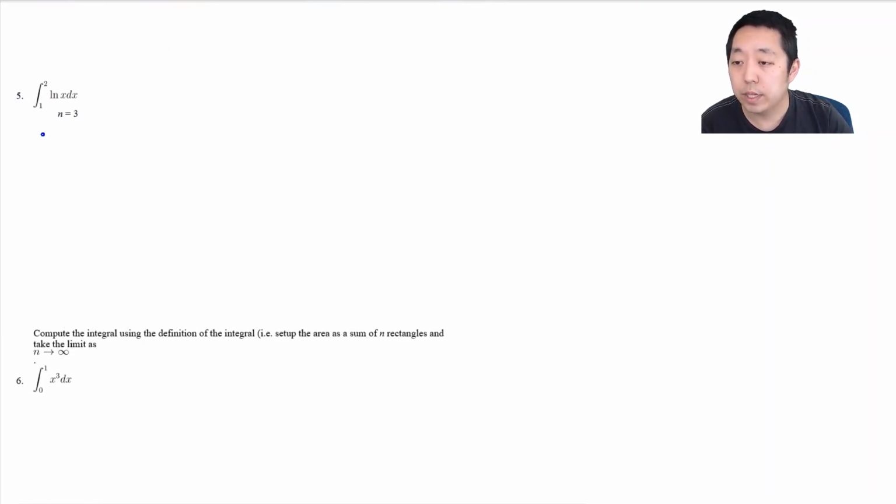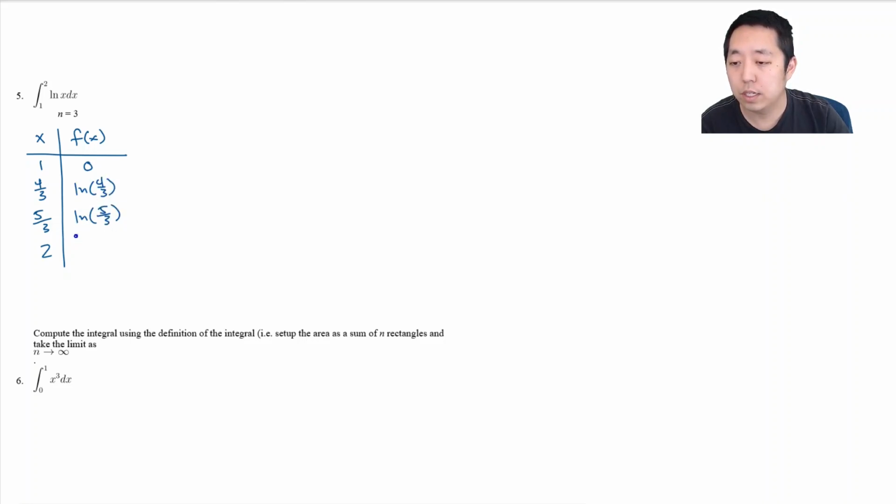Same thing here. We're going to make a table. X, f of x. Now this is interval 3. The width is 1/3. So we're going to go 1, 1 and 1/3, which is 4/3, 5/3, and then 6/3, which is 2. Right? And each spacing is the width of a rectangle. So I have 1 spacing, 2 spacings, 3 spacings, 3 rectangles. And so this is going to be ln of 1 is 0, ln of 4/3, ln of 5/3, and ln of 2. Those are the heights.